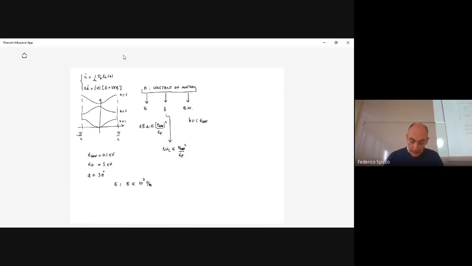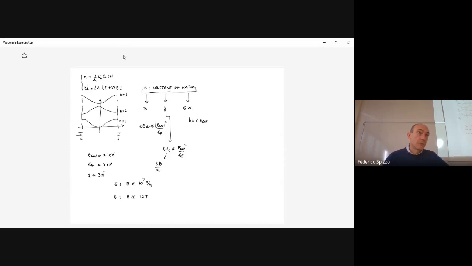Then if you make the same calculation for the magnetic field, omega c is eB divided by the electronic mass. So if you put the value of the electronic charge and the electron mass and you divide by h bar, then what you find is that the limitation concerning B should be smaller and smaller with respect to a value that is of the order of 17 Tesla.